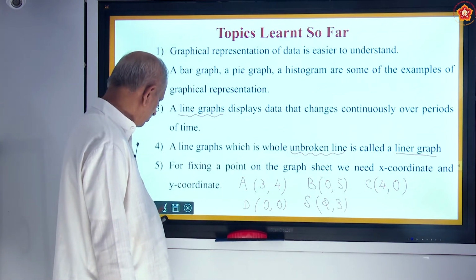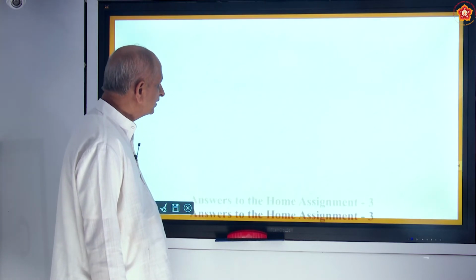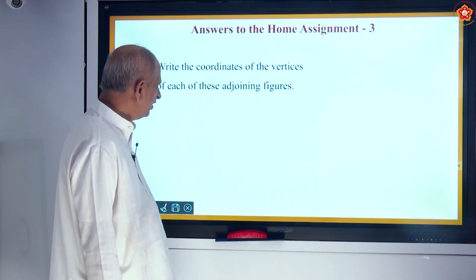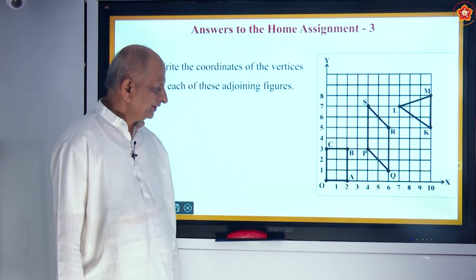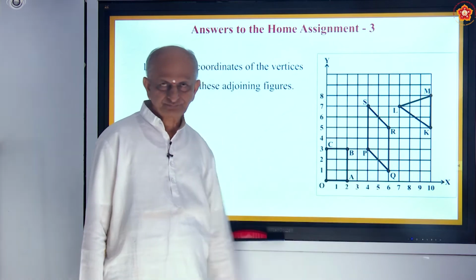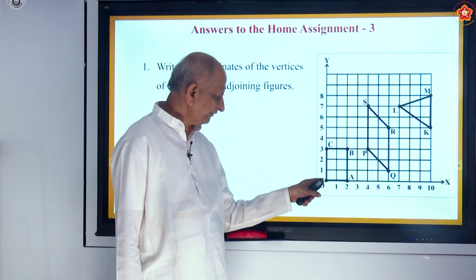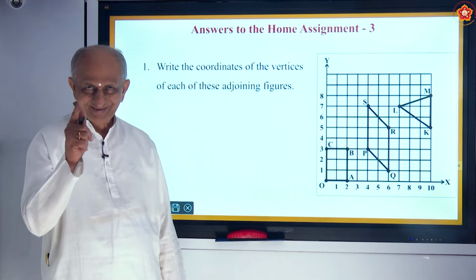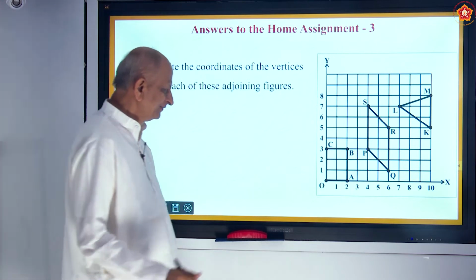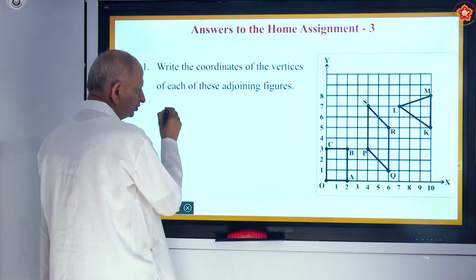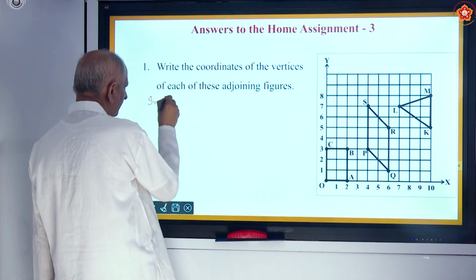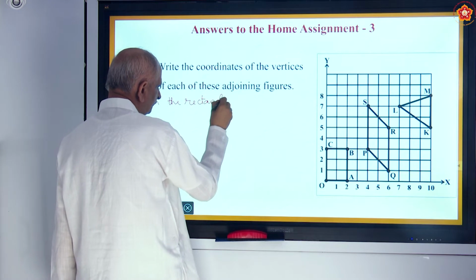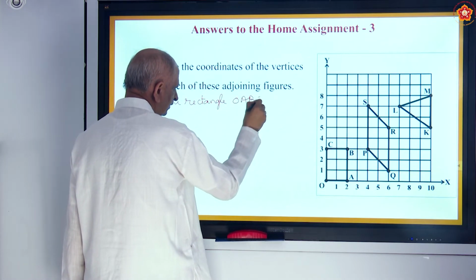Now we will see some home assignments. There is one question: write the coordinates of the vertices of each of these adjoining figures. Can you see some figure? This is called a graph sheet. And you can see some figure, correct? You have got OABC. What is the figure called? Yes, rectangle, correct? Now you have to write the coordinates. So in the rectangle OABC, what are the coordinates?